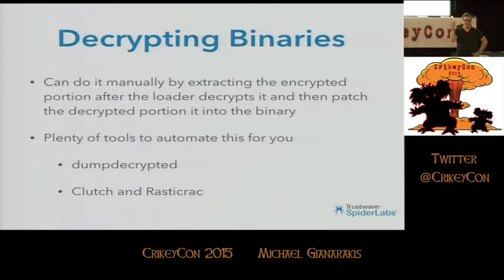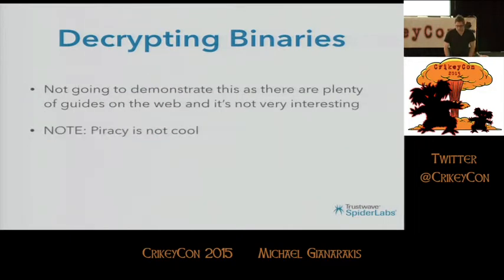You can do it manually, extracting the encrypted portion after the loader decrypts it, and you can patch it into the binary. But there's heaps of tools out there to automate it. So Dump Decrypted by Stefan Esser, Clutch, Rastercrack. I recommend you just use those. It's nice and easy. I'm not going to demonstrate this. There's plenty of guides on the web to do it manually and also using the automated tools.